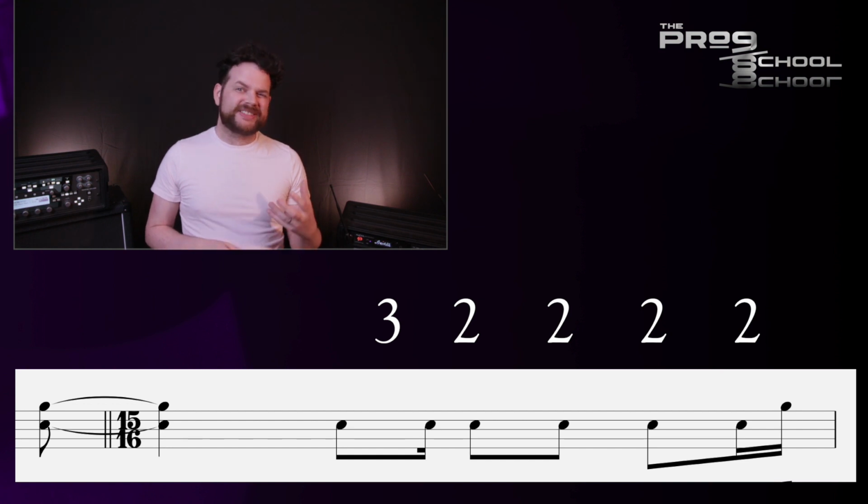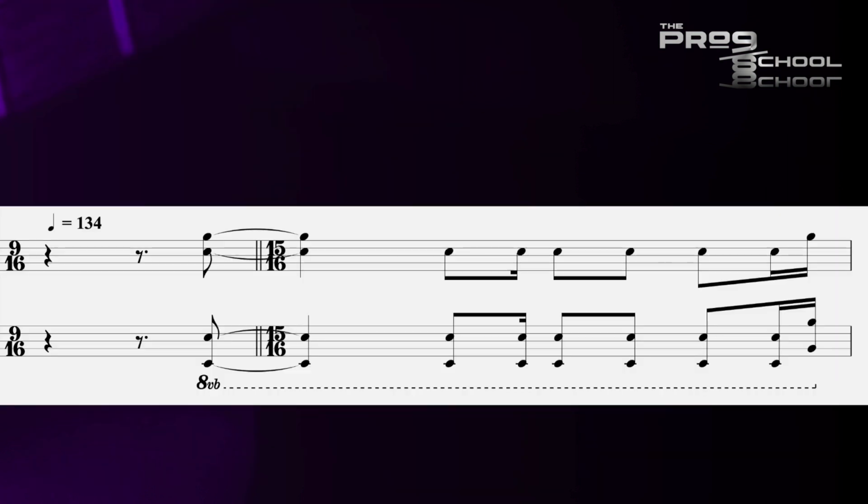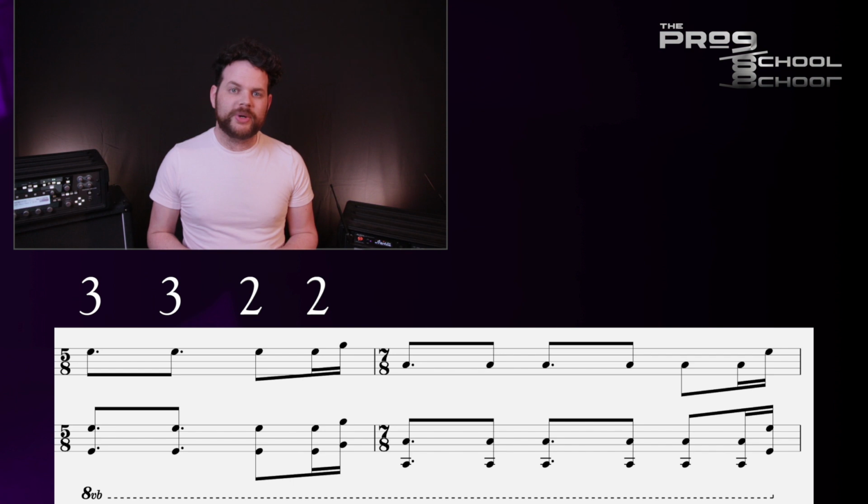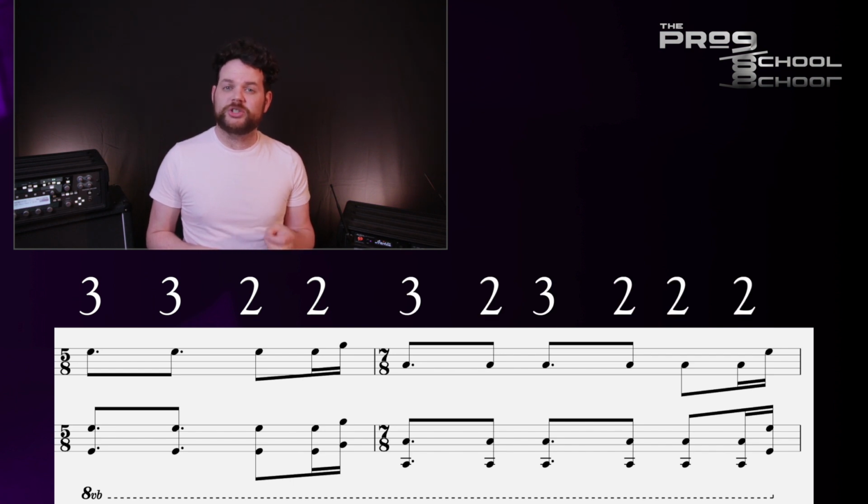These groupings get expressed in a couple of different ways, sometimes as just the 8th notes and dotted 8th notes, and sometimes with more 16th notes. Next there's a bar of 5/8 and 7/8. The 5/8 is grouped as 3-3-2-2, and the 7/8 is grouped as 3-2-3-2-2-2. Keep in mind these groupings are 16th notes, so they're happening pretty rapidly.